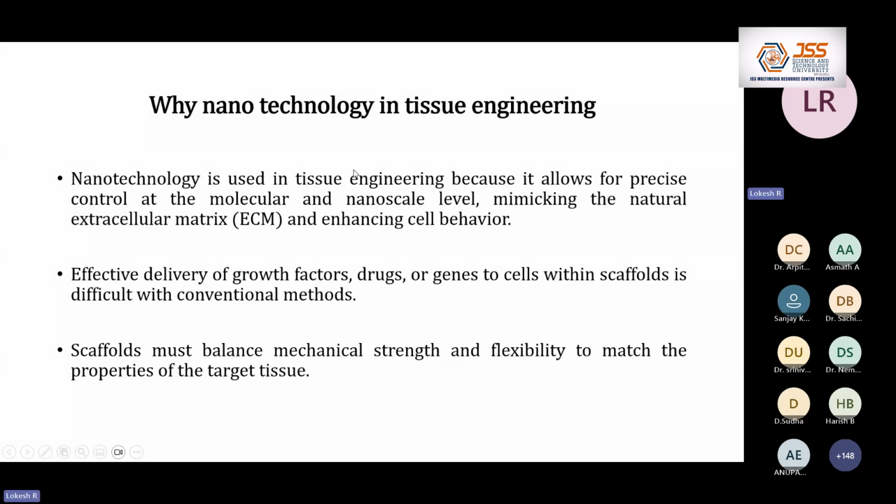So why nanotechnology in tissue engineering? Because it allows precise control at the molecular and nanoscale level, and effective delivery of growth factors, drugs, or genes is possible, which is not possible in the conventional methods. And scaffolds must balance mechanical strength and flexibility to match the properties of the target tissue.